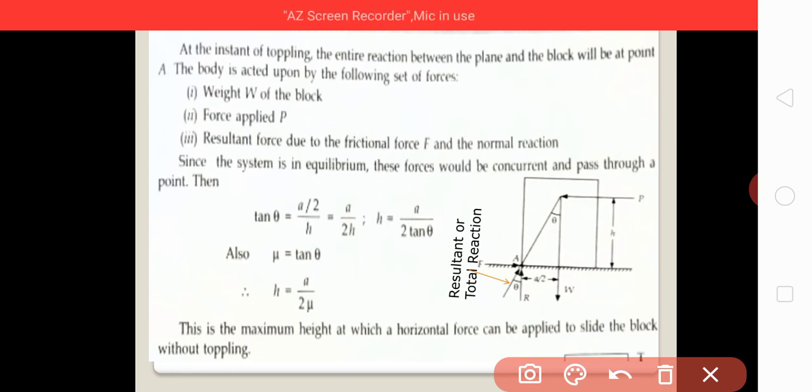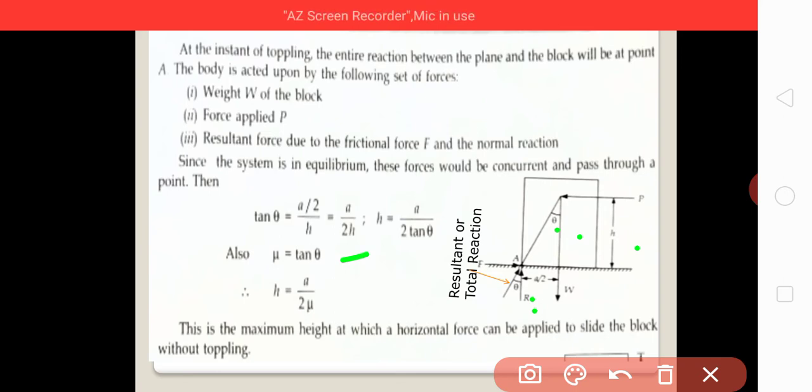Since the system is in equilibrium, these forces would be concurrent and pass through a common point. Hence, tan theta, this theta is A by 2 upon h. That is, this is base, this is height. So, A by 2 upon h is tan theta, or A upon 2h, you can say, or h equal to A upon 2 tan theta.